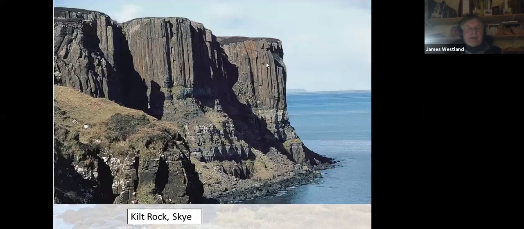Here's another famous one, the Kilt Rock in Skye. This stuff here is a dolerite sill. There's quite a few big sills in the Trotternish area of Skye, but this is probably one of the most famous ones. It just looks spectacular. It supposedly looks like the pleats of a kilt, hence the name.